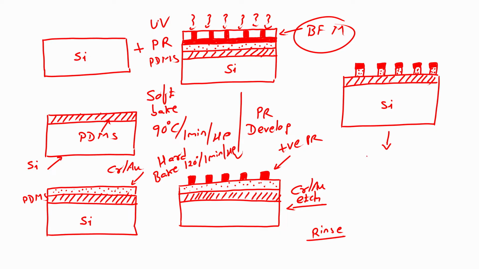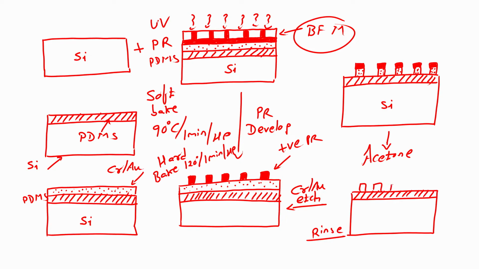I will dip this wafer in acetone. If I dip this wafer in acetone, what will happen? We will have silicon with PDMS and chrome gold pattern, is not it, chrome gold pattern. So, now this will be my chrome gold, this is PDMS, this one is silicon, right.